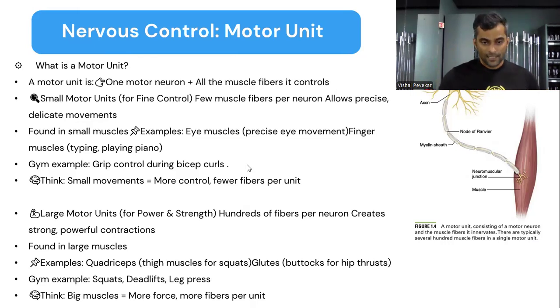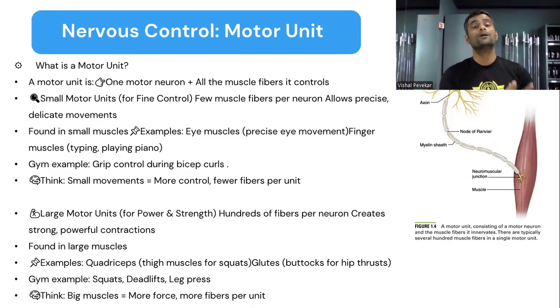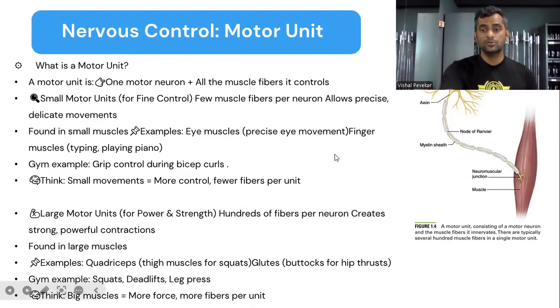So what we see here is that for precise movement, one motor unit is equal to one motor neuron plus fewer fibers to control, right? For large motor units, what you see is one motor neuron plus many muscle fibers to control, which can be seen in exercises or movements that do not require so much precision. Examples can be running, walking, or any kind of squat, deadlift, etc.